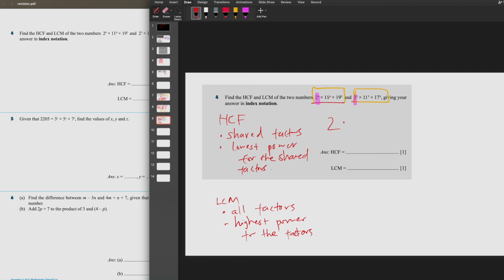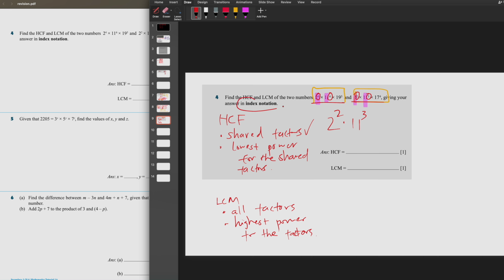So what else do they have? They have 11 and 11. Good. So 11. And do they share the 19 and the 17? No, they don't share. So it's done. Requirement 1 clear for HCF. Next you look for the lowest power for the shared factors. Between 4 and 2, the lowest power is 2, because 2 is lower than 4. For the 11, between 6 and 3, 3 is lower. That's the HCF.